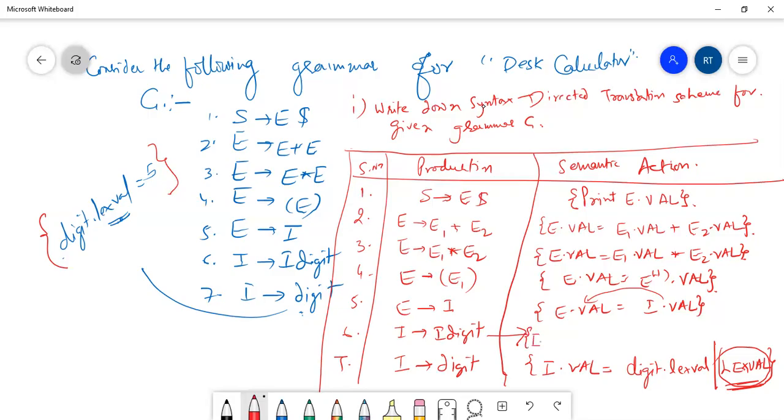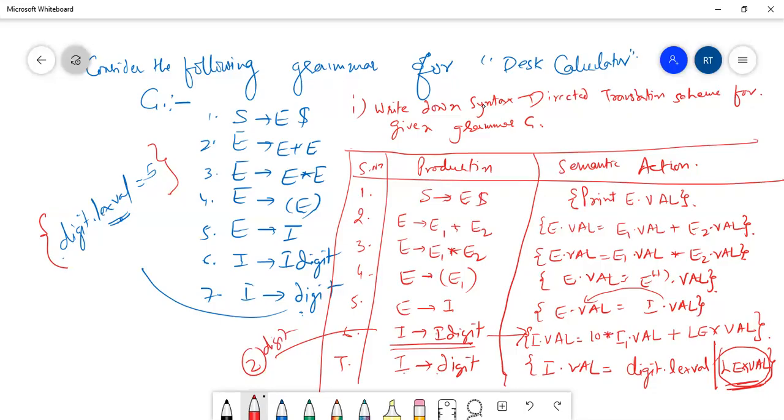So I dot val is equal to something like this: plus lex val, and here I should write 10 multiplied by I1 dot val. Okay. So this is the corresponding semantic action that is associated with this particular rule number 6, because this is a two-digit number.